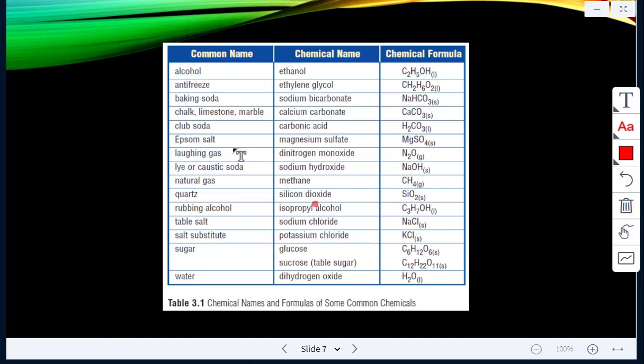Another common one is baking soda. We have it in our fridges and we use it in baking. Its chemical name is sodium bicarbonate. If we look at the chemical formula here, we have Na, which is sodium. Then we have H, which is hydrogen. Then we have C, which is carbon. And then we have O3, which means there are 3 atoms of oxygen. And lastly, that little s represents that it's a solid.